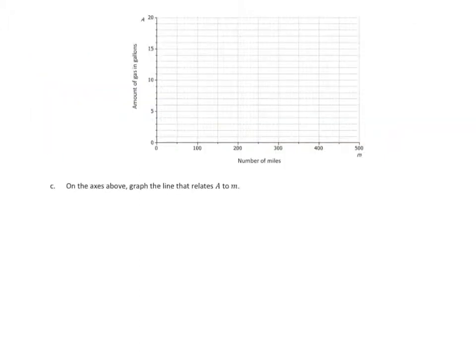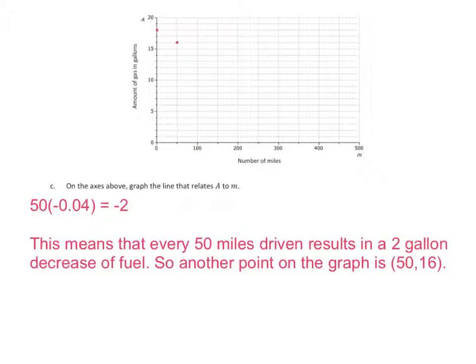Part C. On the axes above, graph the line that relates A to M. Using the rate of change, I am able to identify additional points as needed. I want to know that for every 50 miles driven, what is my decrease in fuel? So I used the calculation 50 times my rate of change, which is negative 0.04. And this calculates to negative 2. So therefore, for every 50 miles driven, it results in a 2-gallon decrease of fuel.